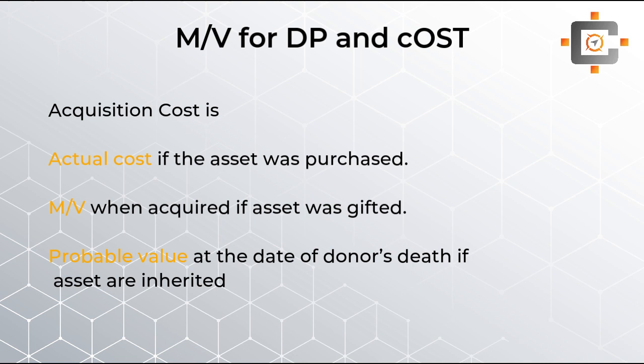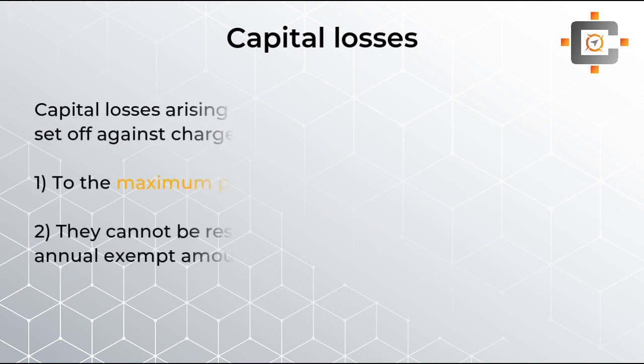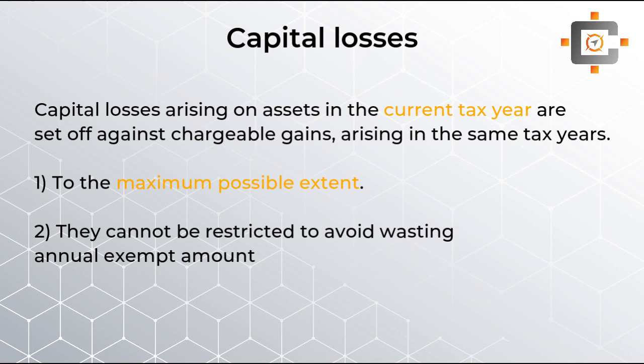And if the asset is inherited, then the probate value at the time of death of the donor should be taken. So students, here we are done with this pro forma. Then after, students, the next topic is the capital loss. It's nothing but what if we have sold the asset at a loss, then students, it's called a capital loss.